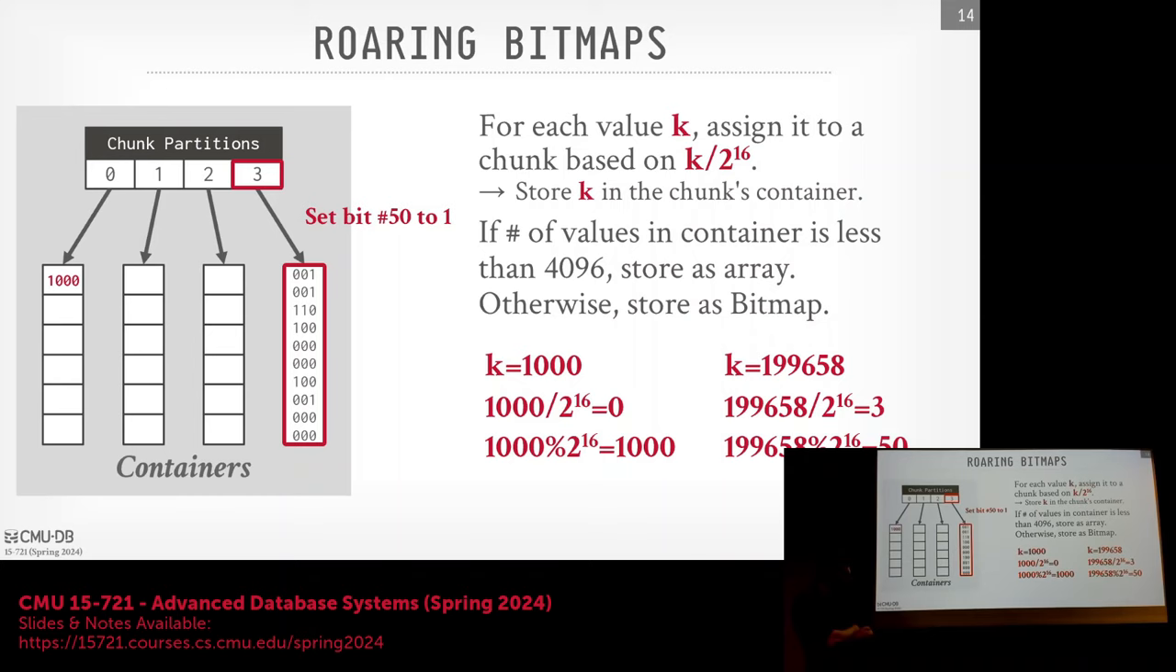The question is, can you have more than one value mapped to the same index? No, right? Because we're dividing by 2 to the 16 to figure out what partition we go to, and then we take the mod, which is basically the remainder, to figure out what bit within that. So you won't have any overlap.